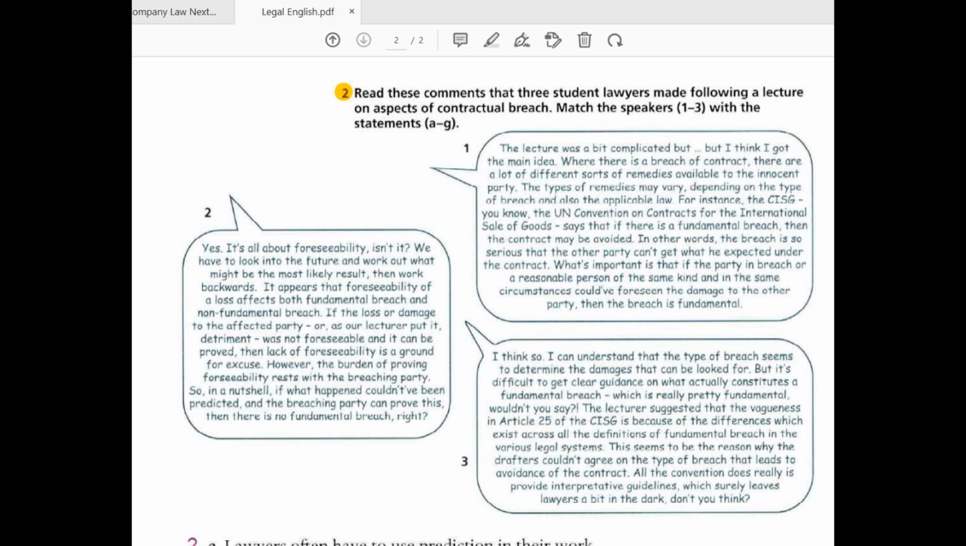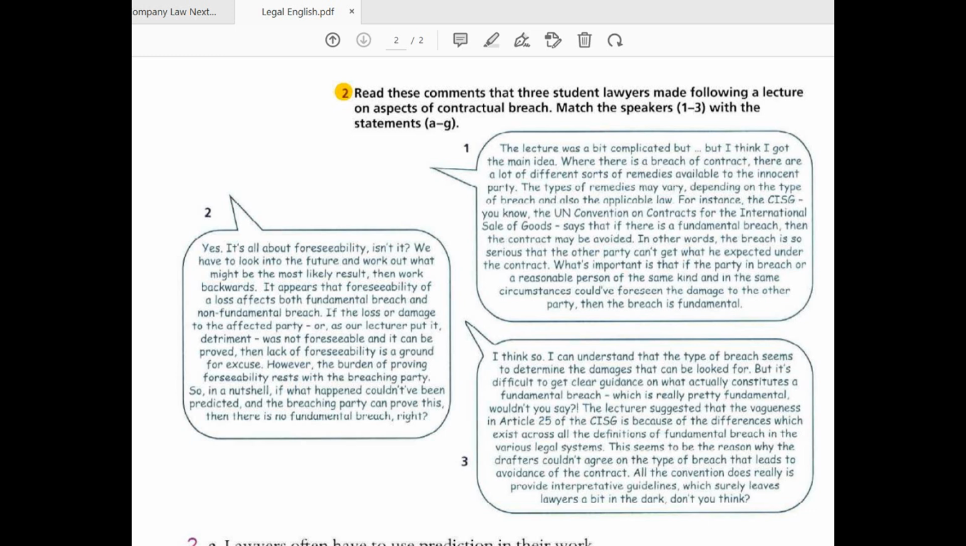The second extract is: Yes, it's all about foreseeability, isn't it? We have to look into the future and work out what might be the most likely result, then work backwards. It appears that foreseeability of a loss affects both fundamental breach and non-fundamental breach. If the loss or damage for the affected party, or as our lecturer put it, detriment, wasn't foreseeable and it can be proved, then lack of foreseeability is a ground for excuse.